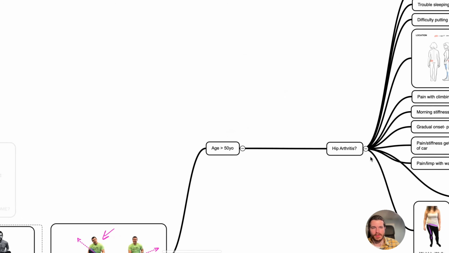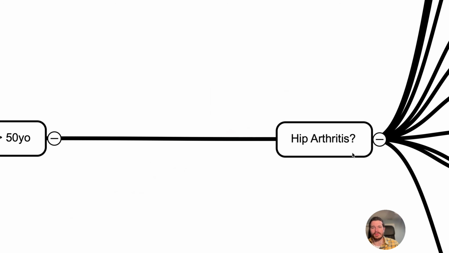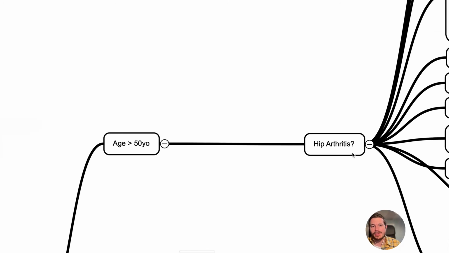If you're greater than 50 years old, it's possible you have hip arthritis. Believe it or not, hip arthritis can cause isolated outer hip pain. Now you'll be told that you have hip bursitis, but if you have a stiff and painful hip, you probably have hip arthritis. That's how you start to differentiate.